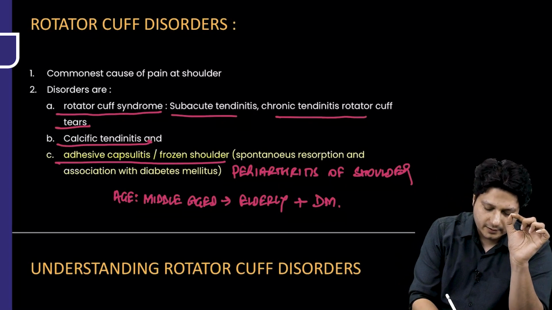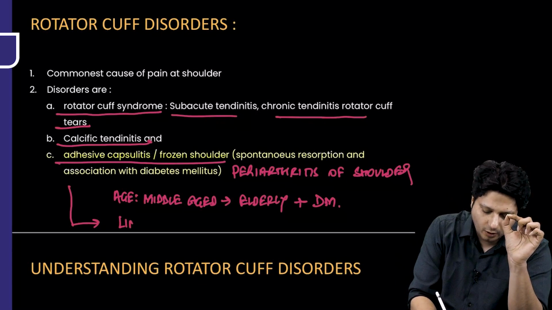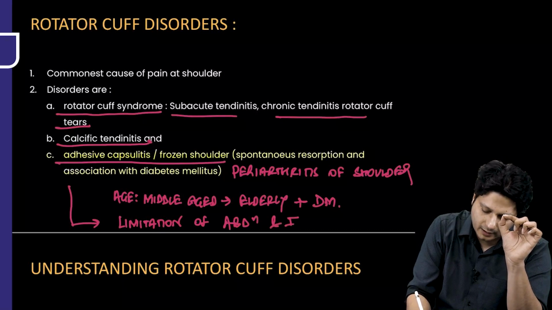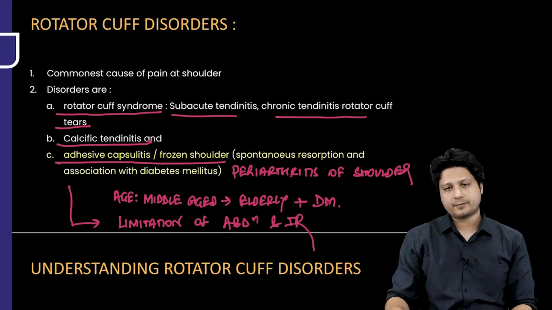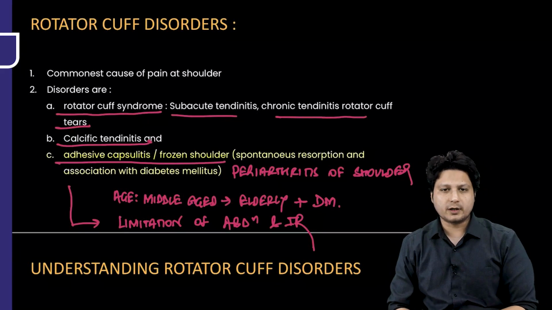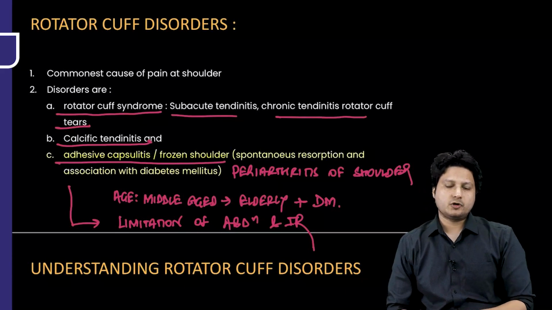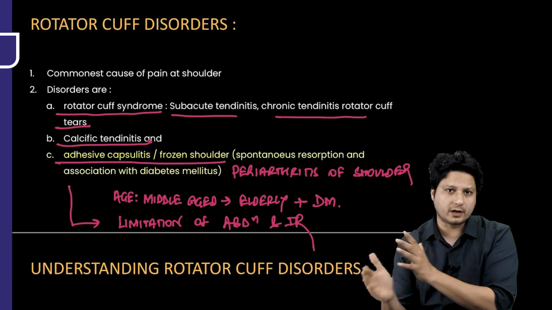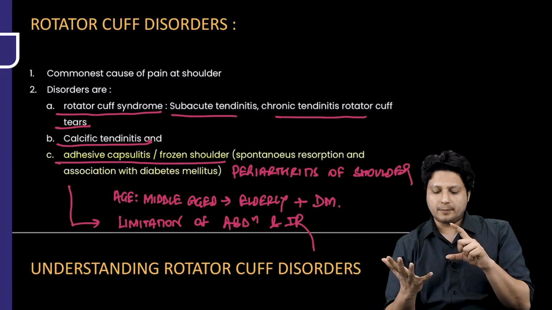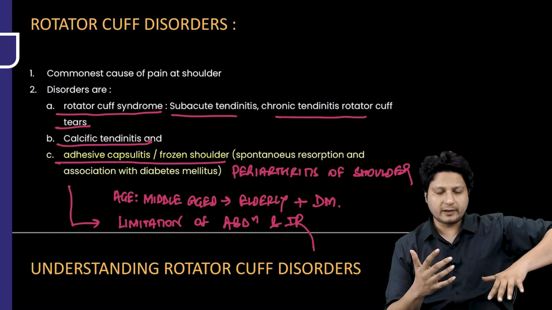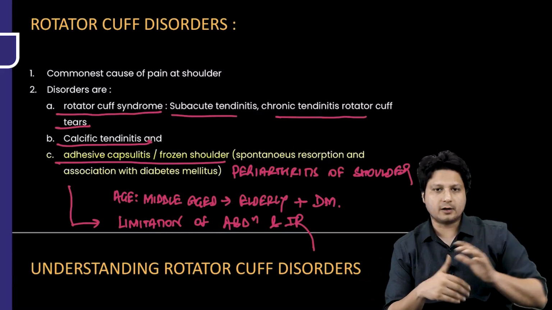That means there is limitation of abduction and internal rotation of the arm. This finding is confirmatory that the patient is suffering from frozen shoulder. So these are the 3 points always for a frozen shoulder or periarthritis question. First, elderly. Second, history of diabetes. And the third is the confirmatory finding, that is limitation of abduction and internal rotation.